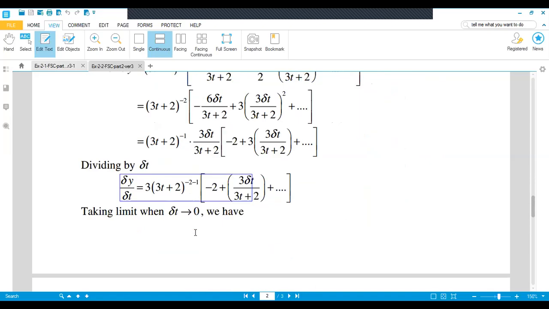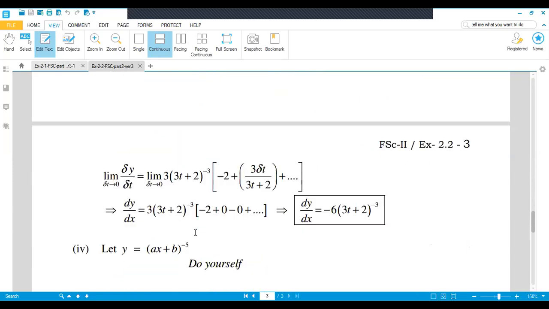So now you apply the limit on both sides. Limit delta t approaches to 0 in the left hand side and also in the right hand side. So the first value will come as it is and the second value will be converted to 0. So you will get this required answer. So this is the third part with the first principle.